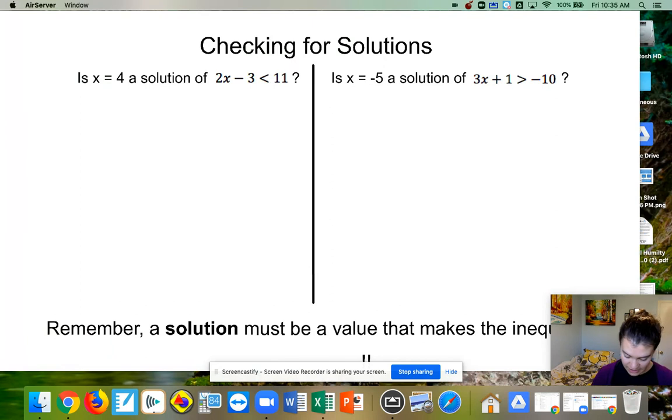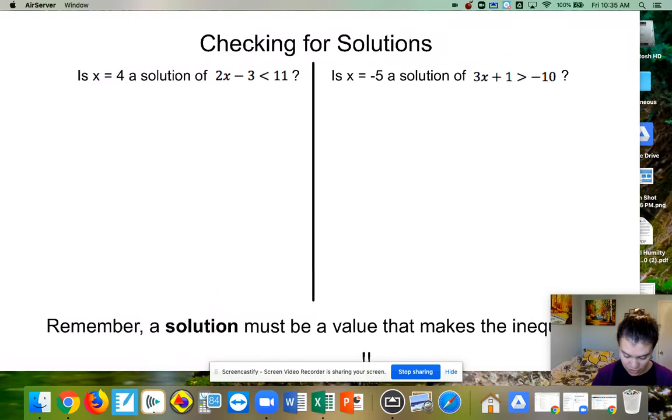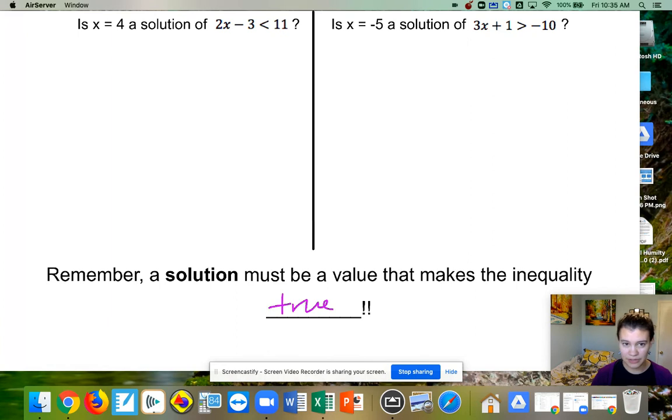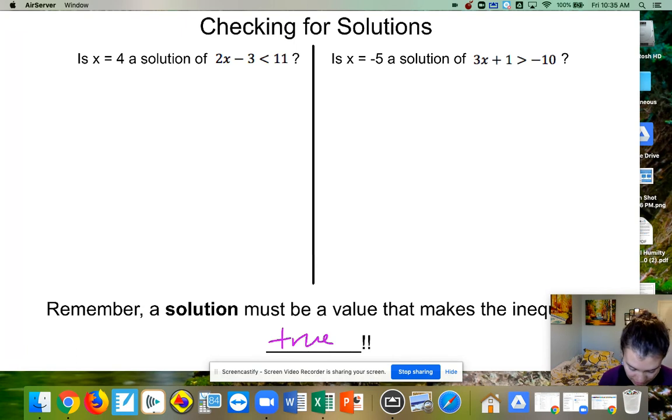All right, so then how do we check that something is a solution to the inequality? What we're trying to figure out is if you plug in a number, does it make that thing true? Does it make your inequality true? Move that up a little bit, you can see that. So we're checking the solutions for this. We want to plug in x equals 4 and figure out, does that make this true or not? So do 2 times 4 minus 3. That will equal 8 minus 3, which then equals 5.